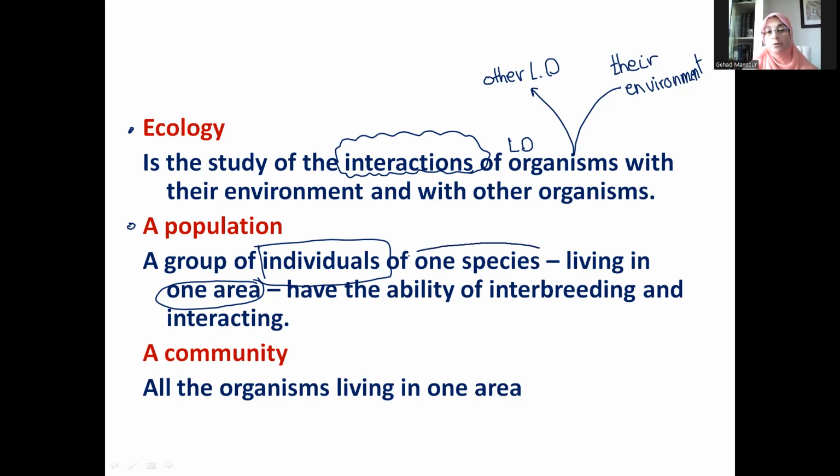They have to belong to one species, and they live in one area, and they have the ability of interbreeding. Of course, since they belong to the same species, then they can interbreed, because if they can't interbreed and there is reproductive isolation, they cannot be considered belonging to the same species. So they are able to interbreed and to interact.